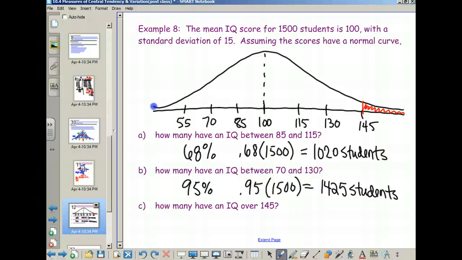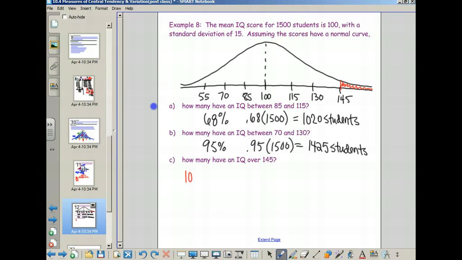We're still missing something. So let me write down what you've told me so far, see if we can figure out what's missing. You've taken the 100%, and you've subtracted 99.8%. What's missing? Why did you do 99.8%? Three standard deviations have 99.8%.